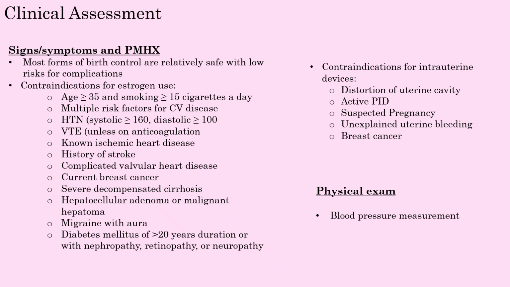Clinical assessment and diagnostics. Most forms of birth control are relatively safe with low risk for complications. Personal and family history should be centered around contraindications of estrogen use and intrauterine devices. One of the most common birth control methods is the combined oral contraceptive pill. This is a pill that contains both estrogen and progestin. Because the estrogen component can increase the risk of blood clots and some types of breast cancer, it's important to screen and monitor patients who may be prescribed this medication.